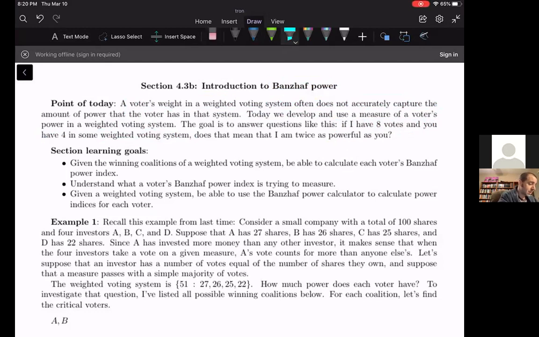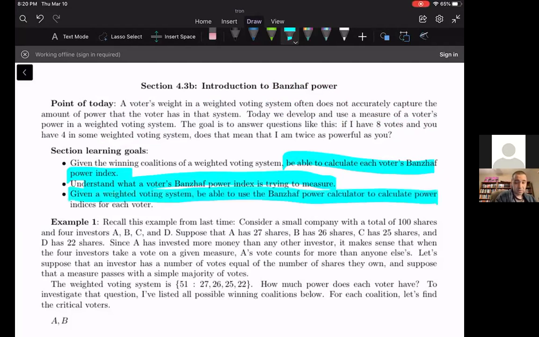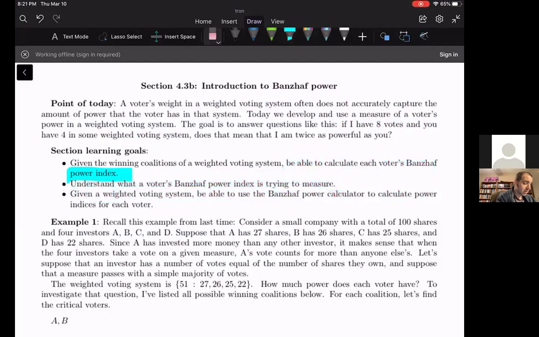So the learning goals are: be able to calculate each voter's Banzhaf power index. That's a measure of power for each voter inside of the system. So I have to define this for you. This means nothing to you right now. Understand what a power index is trying to measure. I don't want this just to be a black box. It's trying to measure power, but in a very particular way. And then given a weighted voting system, be able to use a calculator I'm going to show you to calculate the power of each voter. Most of our calculations, we're going to punt off to a calculator like we've done before, because the actual calculations aren't as important as the result and then being able to interpret it.